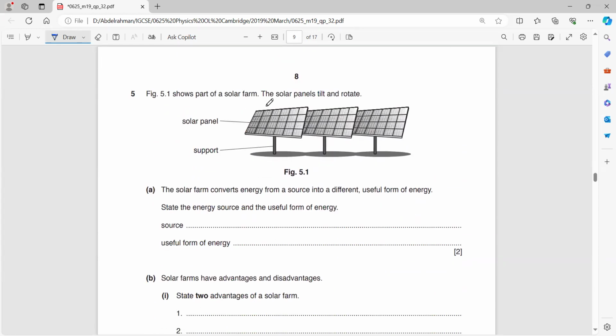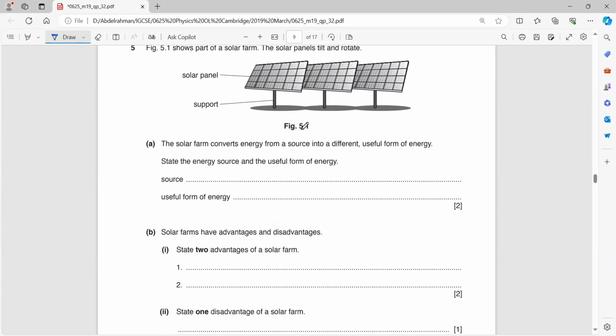I have a solar farm. State the energy source and the useful form of energy. What's the energy source and what is the useful form of energy for this solar farm? Light energy to electric. Okay. Source is the sunlight. And the useful form is electric energy. Okay.